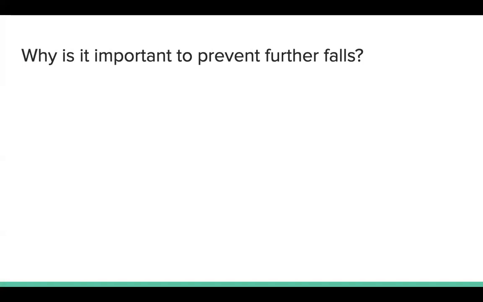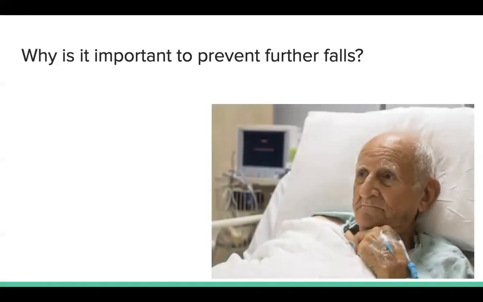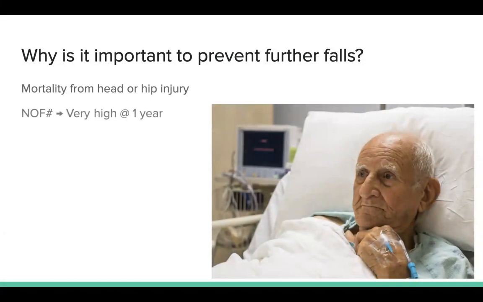So why is it important to prevent further falls? Well, I spoke briefly about mortality being increased earlier. Mortality is from head and hip injuries. From neck of femur fractures, the mortality rate is very high at 1 year. At 1 month, the mortality rate is about 10%, but at 1 year, this increases to 33%. That's a third of all patients that break their hip.